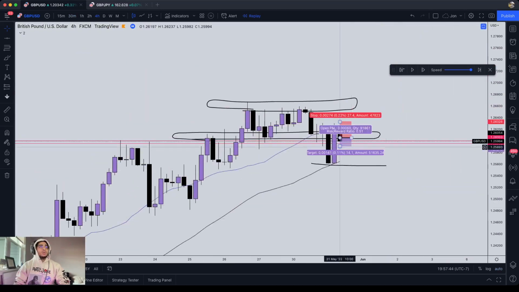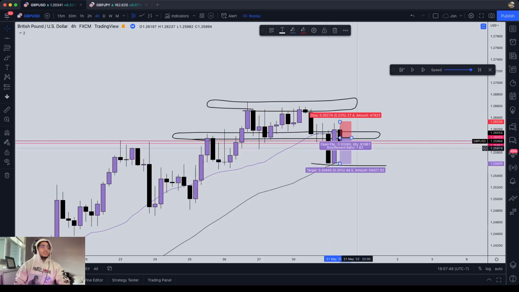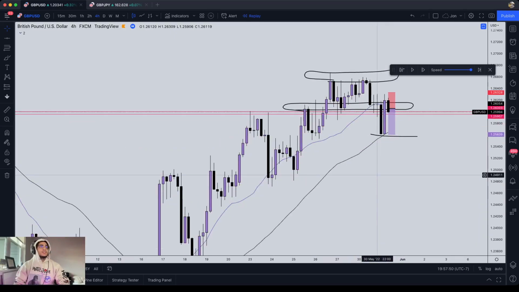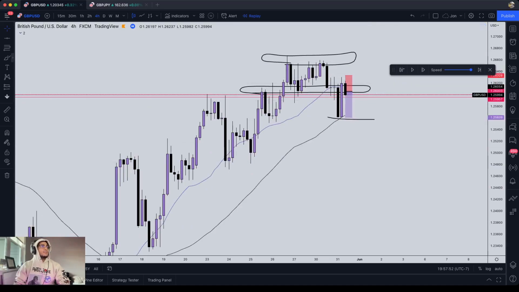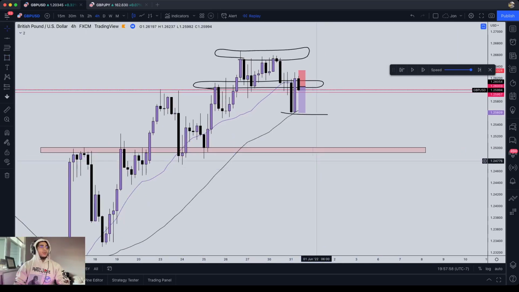Now, where are you looking to take your first profits? Right at the bottom of this range would be 1.62 pips. Really wouldn't make too much sense. The next level I'm looking at would be this level over here. Somewhere down here, right? Now, why would that be?